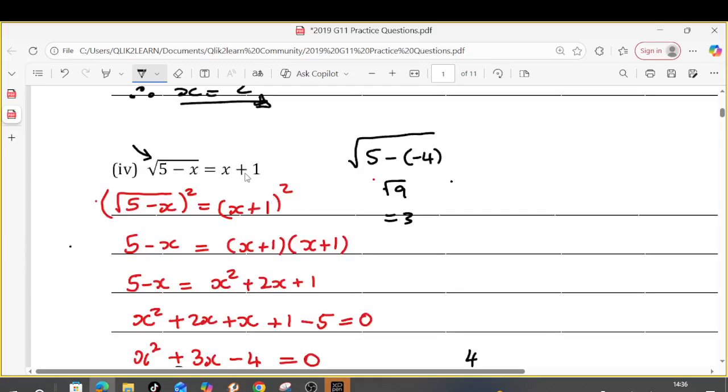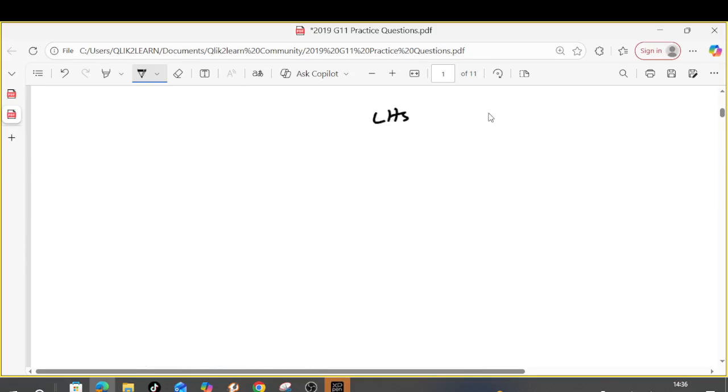Right, now let's check the other side. We said x is minus 4, so this will be minus 4 plus 1. It'll give us minus 3. So can you see that? One side is 3, the other side is negative 3. This is my left hand side. This is my right hand side.